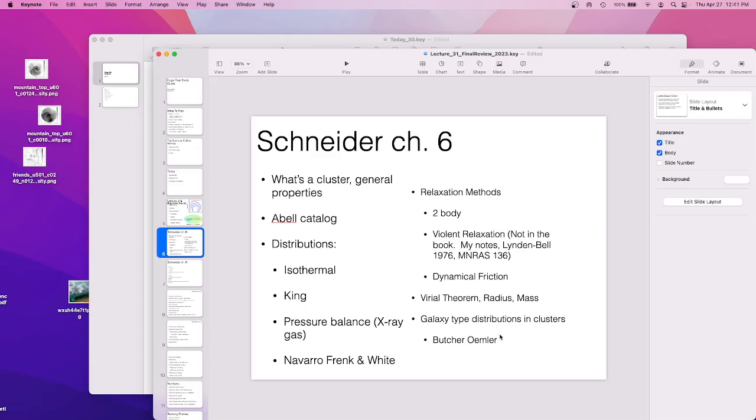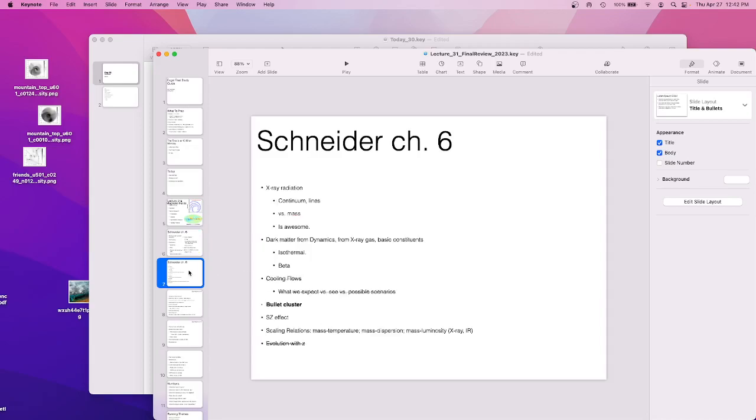Yeah, galaxy virial theorem, mass radius. So if I ask you any of those mass radius relationships, I will give you the exponents and stuff. Unless the argument is explain how mass and temperature should be related. So that might be on there. Not high likelihood. Galaxy types, know that plot there. And Butcher-Oemler, which we just did.